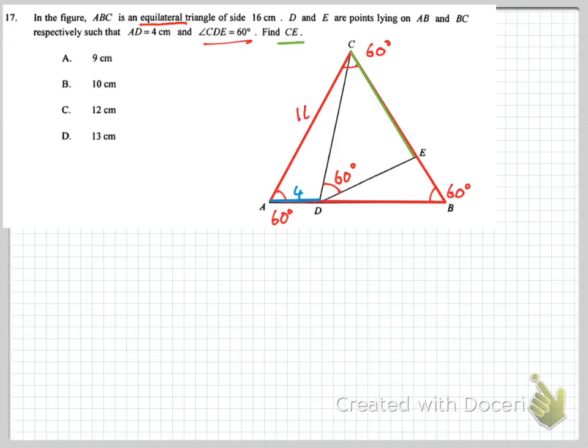Oh, did I mention the red line? They are all 16 for the red lines, okay?